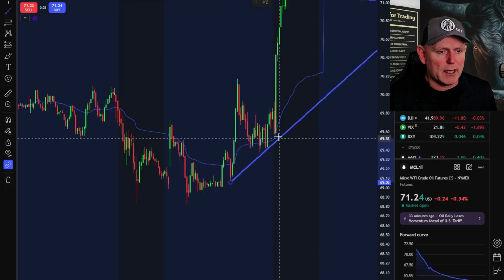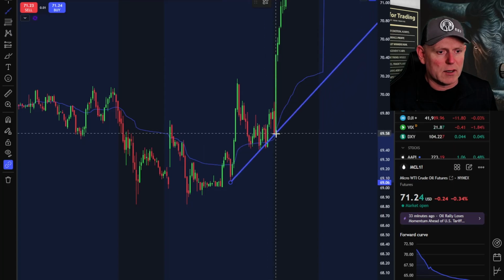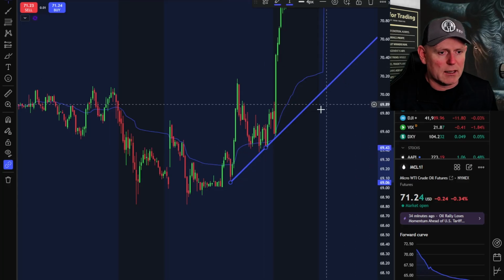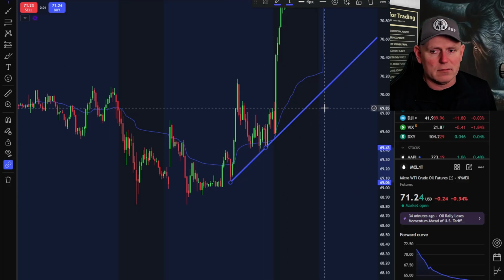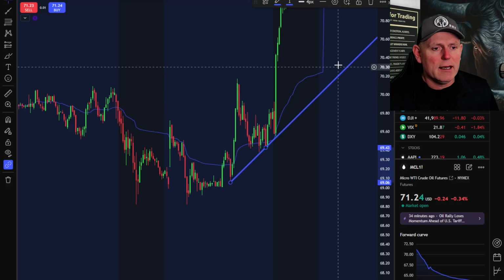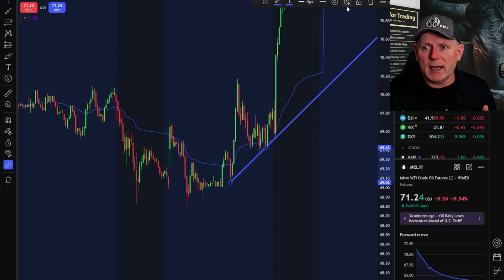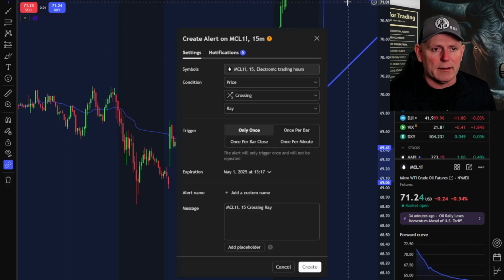Then you can pick any one of these lows here, the red one or one of the green ones. I'm probably going to pick the red one and just guesstimate where it is. And this is very important, guys. You come up here, and there's a little clock up on the top. Go ahead and click on that.